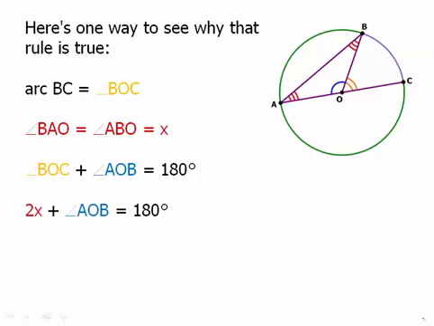Also, we could add up the three angles in the triangle. So that would be 2x, the two red angles, plus the blue angle. That also has to equal 180. The sum of any three angles in a triangle has to equal 180.